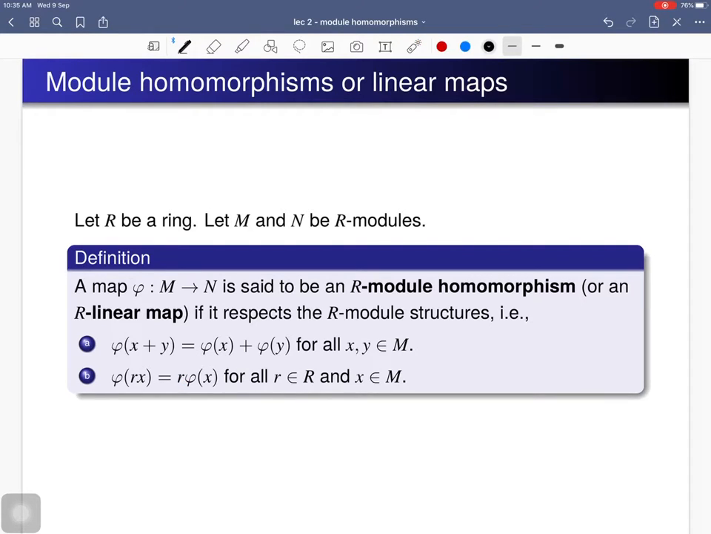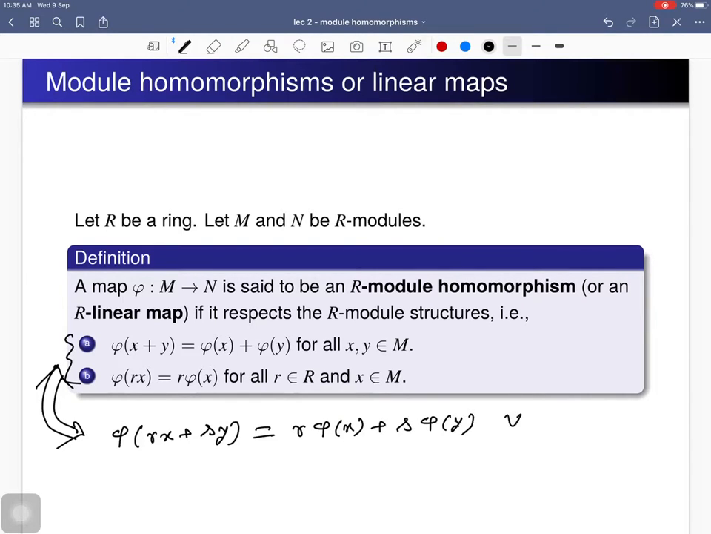All these together are equivalent to saying that a set map is called an R-module homomorphism if it respects R-linear combinations. That means phi of (r times x plus s times y) is the same as r times phi of x plus s times phi of y, and this is true for all r, s belonging to R and x, y belonging to M. So that is the reason we call it an R-linear map. This is the categorical definition.